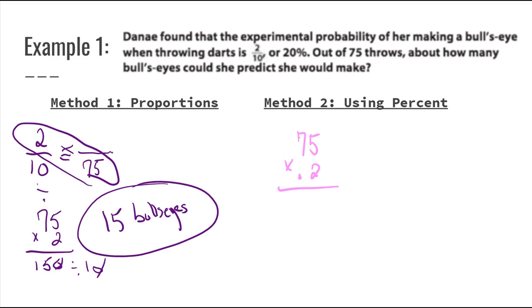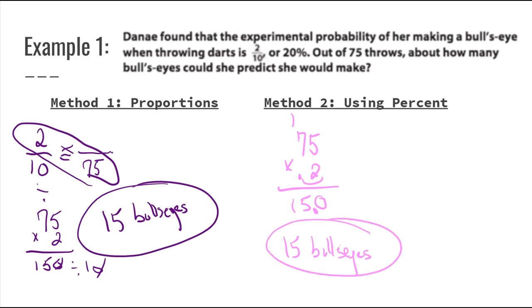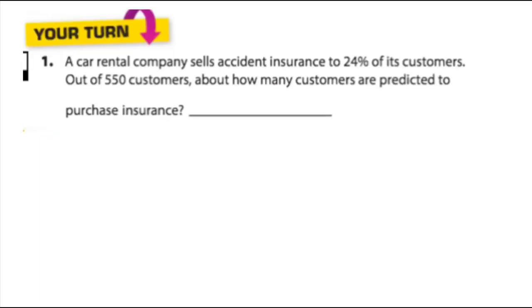When we do that, we get 2 times 5 is 10, 2 times 7 is 14, plus 1 is 15, and then we have one decimal place. We move it over one decimal place, and we put our decimal point, and we get 15, which matches up with our first answer, which is what we want because we should get the same answer for both. So there are two ways to solve these. The first one is through proportions. The second one is through using percent. Take a second, complete your turn, and then come back to me.